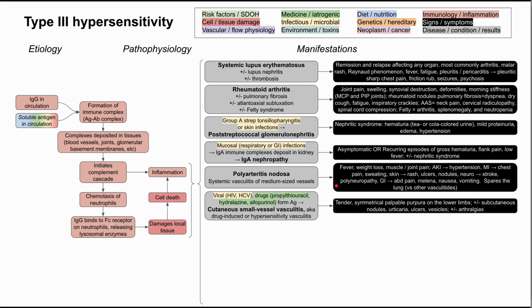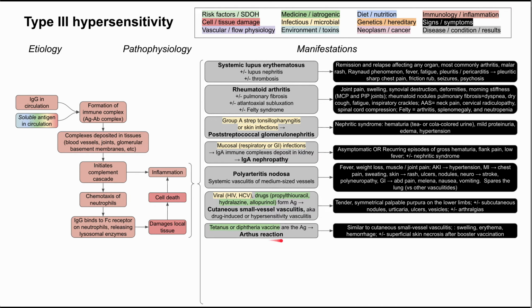The other vasculitis that's worth mentioning for type 3 hypersensitivity is cutaneous small vessel vasculitis. This one's also called drug-induced vasculitis or hypersensitivity vasculitis. It can be triggered by a viral infection, most commonly HIV and hepatitis C virus, and there are some drugs that are known to cause it as well, like propylthiouracil, hydralazine, and allopurinol, which is a gout drug. The symptoms in cutaneous small vessel vasculitis include tender, symmetrical, palpable purpura on the lower limbs. You could have subcutaneous nodules in some cases, as well as urticaria, ulcers, vesicles, and some patients have joint pain or arthralgias in this disorder as well.